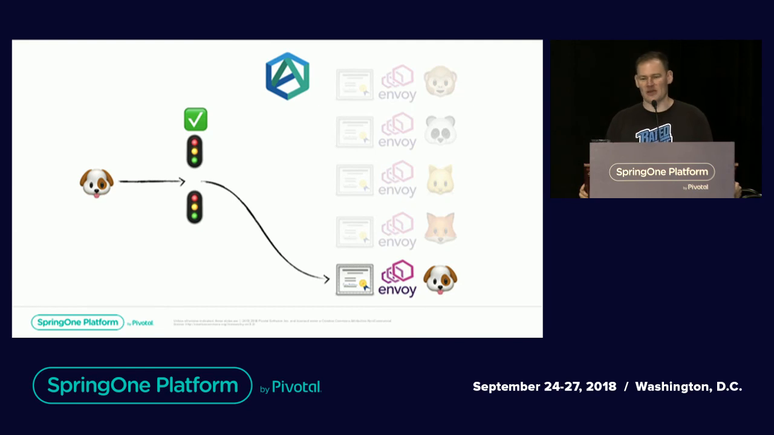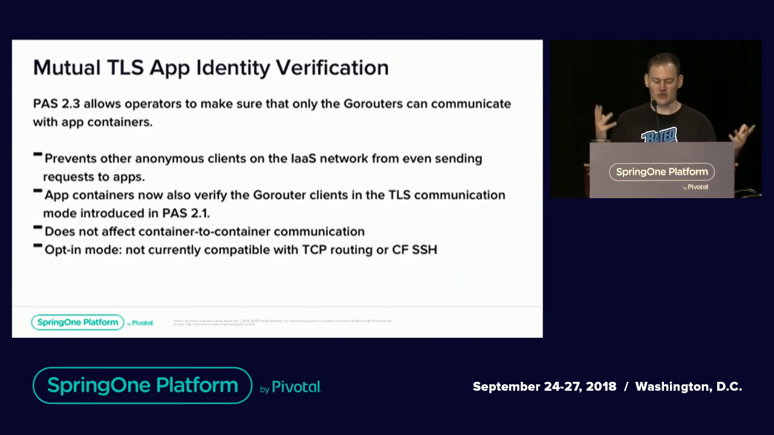And so what we do now in PCF 2.3 is really the reverse of this, where now the application container to the Go router is protected. So we call this mutual TLS app identity verification. So now you can make sure that only the Go router and application container can talk to each other. And if you think about what this means for TLS, it just means that both sides of that connection, both components, are who they say that they are, and they're authorized and able to talk to each other in a secure way.